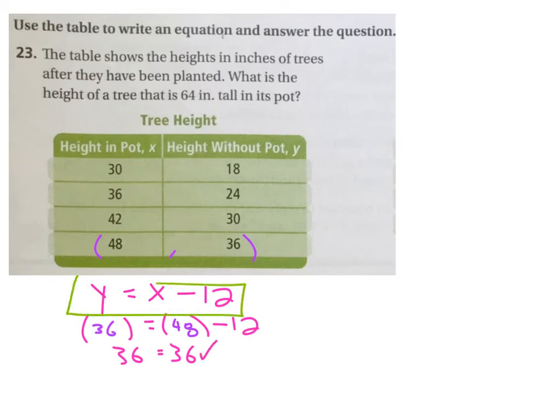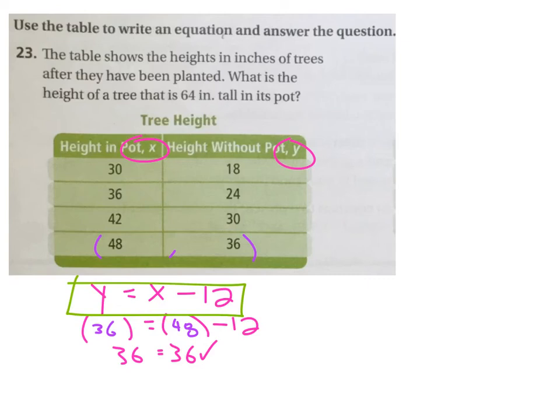That equation will accurately relate x and y, the height with the pot, x, and the height without the pot, y. Height without the pot is going to be less, and that's why we take the height with the pot and subtract from it to drop it down, because going from this amount to here, we have to take something off. And exactly how much do we take off? We take off 12. Okay?